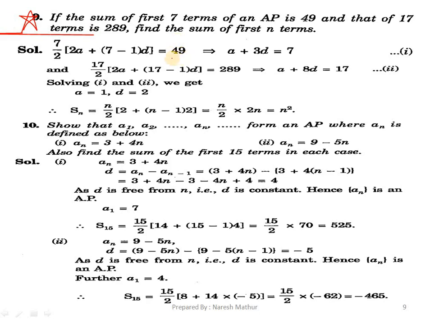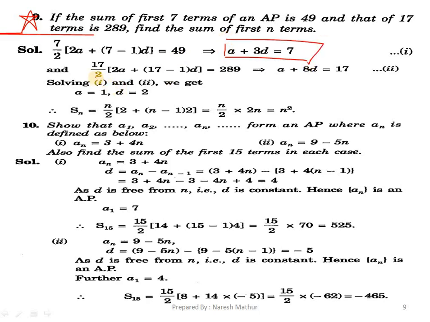Now just write it in the simplest way. 49 is S7. S7 can be written as n by 2, because we are talking about S7, so n will be 7, n by 2 times (2a plus (n minus 1)d). After simplifying we get 2a plus 6d. We can take 2 as common and it cancels with the 2, and 7 divides 49, so we get a plus 3d equals 7.